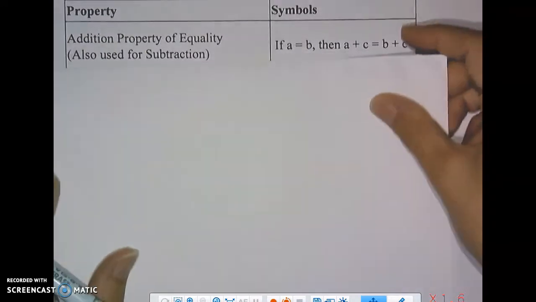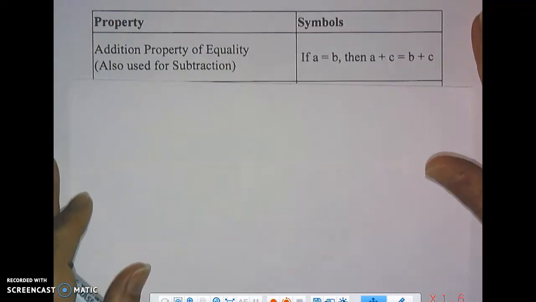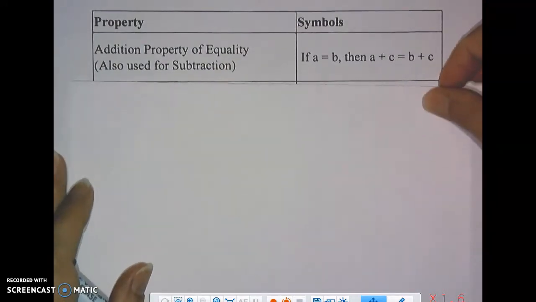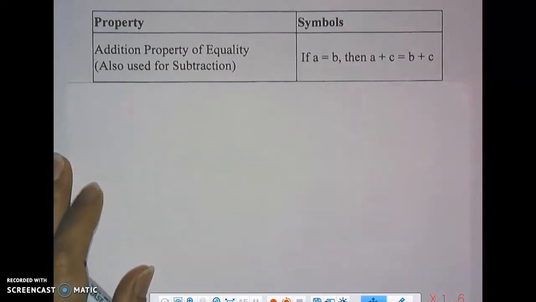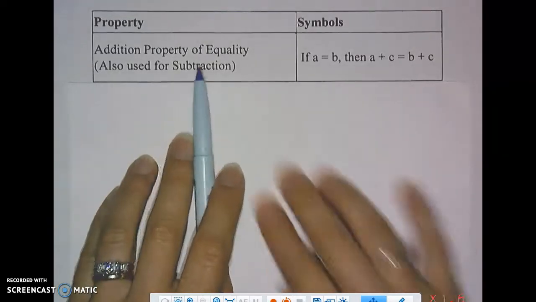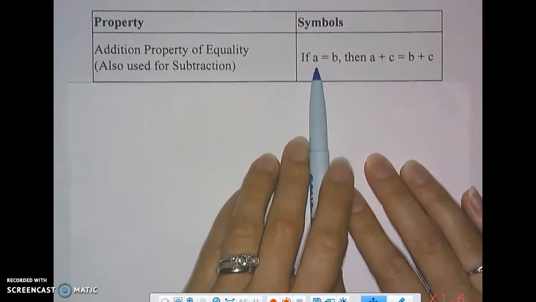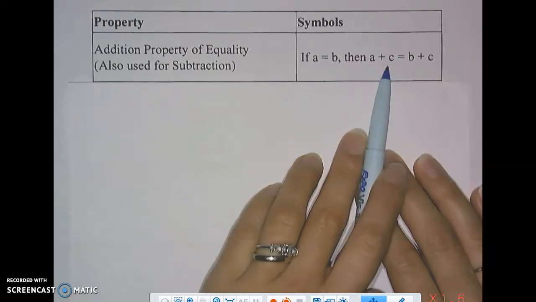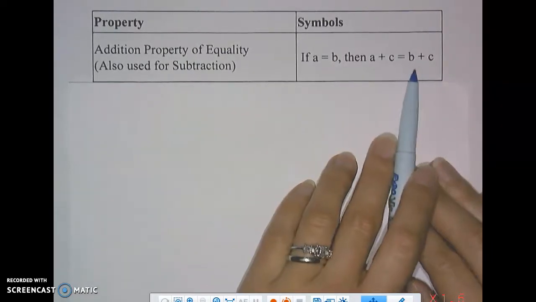We have a few more properties to talk about. These go for mostly when we're solving actual equations of things. So the addition property of equality is also going to be used for subtraction. We'll talk about that in just a second. So if A equals B, then A plus C would equal B plus C.